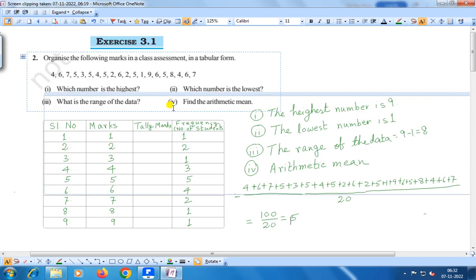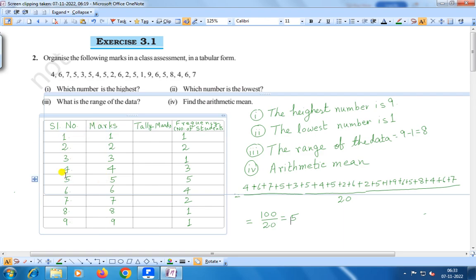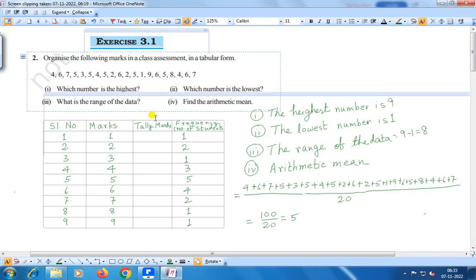Here we make a table. Here it is serial number, this is marks obtained, this is tally marks, and this is frequency, that is number of students, right? Here you see the serial number is 1 to 9, and marks 1, obtained by number of students is 1. Here you see this is 1, only 1.